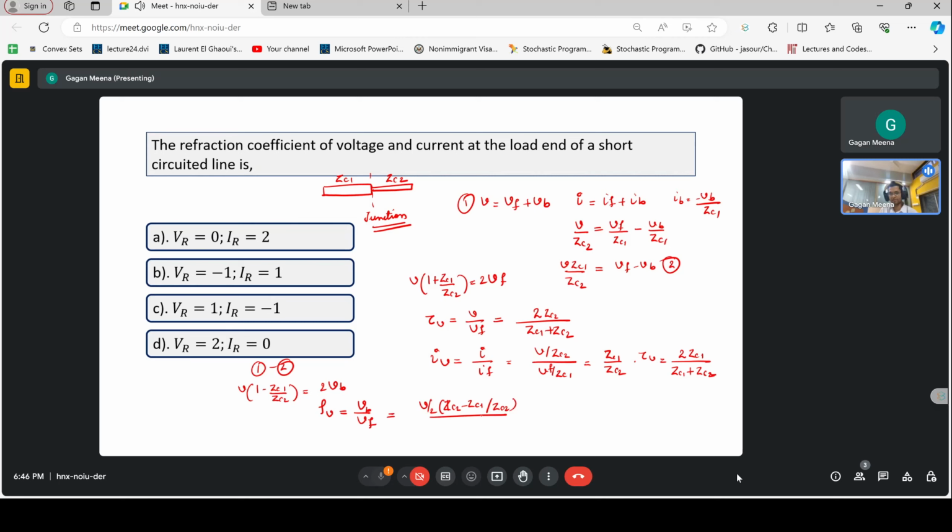This will be (V minus V backward) by ZC1 divided by V forward by ZC1. This is minus rho V.